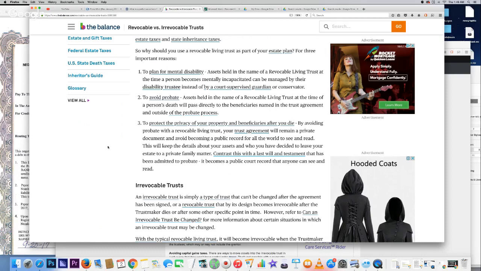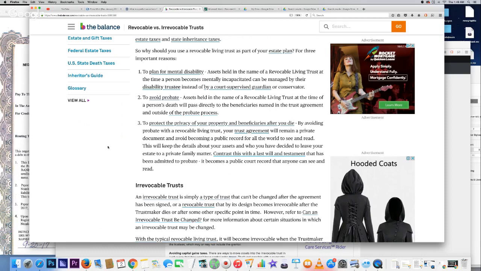To avoid probate, assets held in the name of the revocable living trust at the time of the person's death will pass directly to the beneficiaries named in the trust agreement and outside of the probate process. So when a person dies, the assets are going to automatically be transferred to the beneficiaries, right? That's what we want.